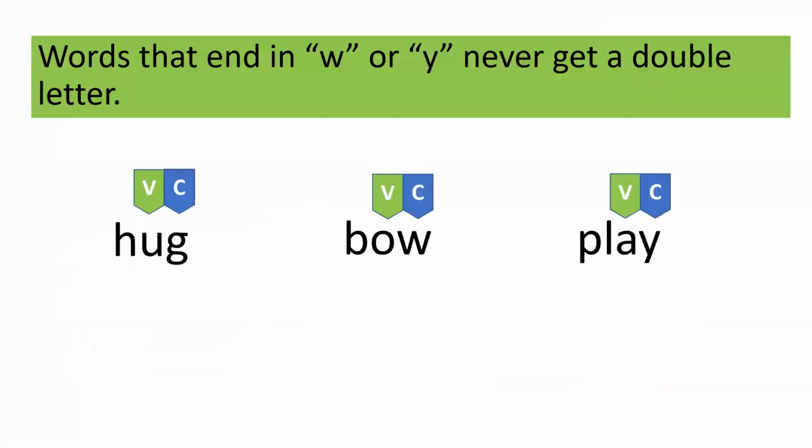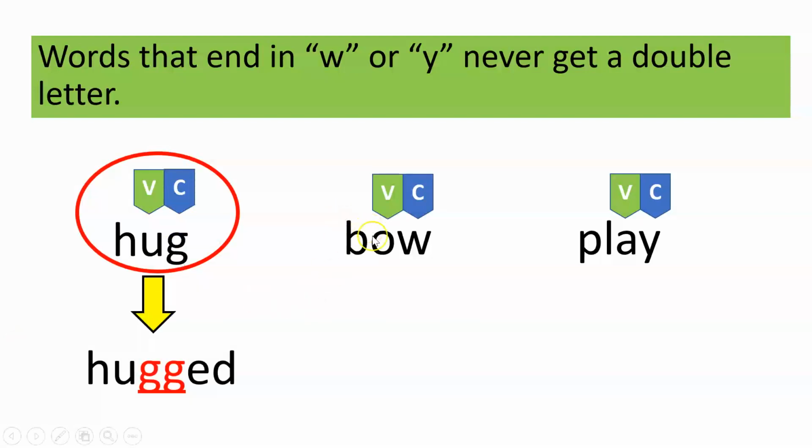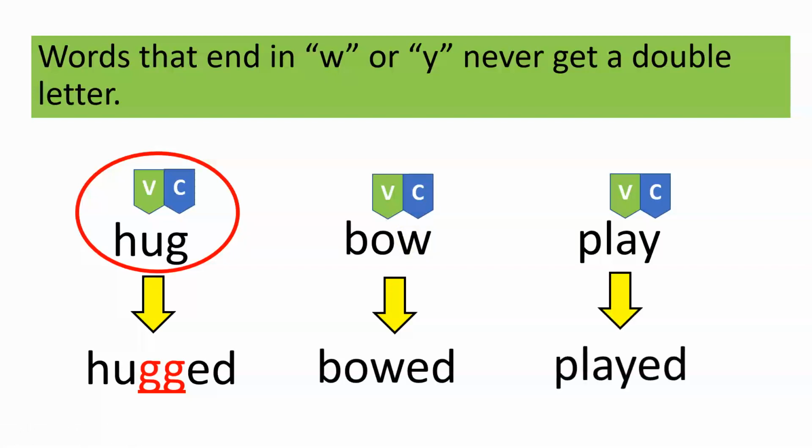Now, part 2 is about some exceptions to this rule. Words that end in W or Y never get a double letter. So for the word hug, we know that it has a vowel and a consonant, so we need a letter G, and we get hugged. But for the letter W and the letter Y, they're kind of playing a role in these words that's in between a vowel and a consonant, so we never double the W, and we also never double the Y. So you can just put ED on these words and it's totally fine.